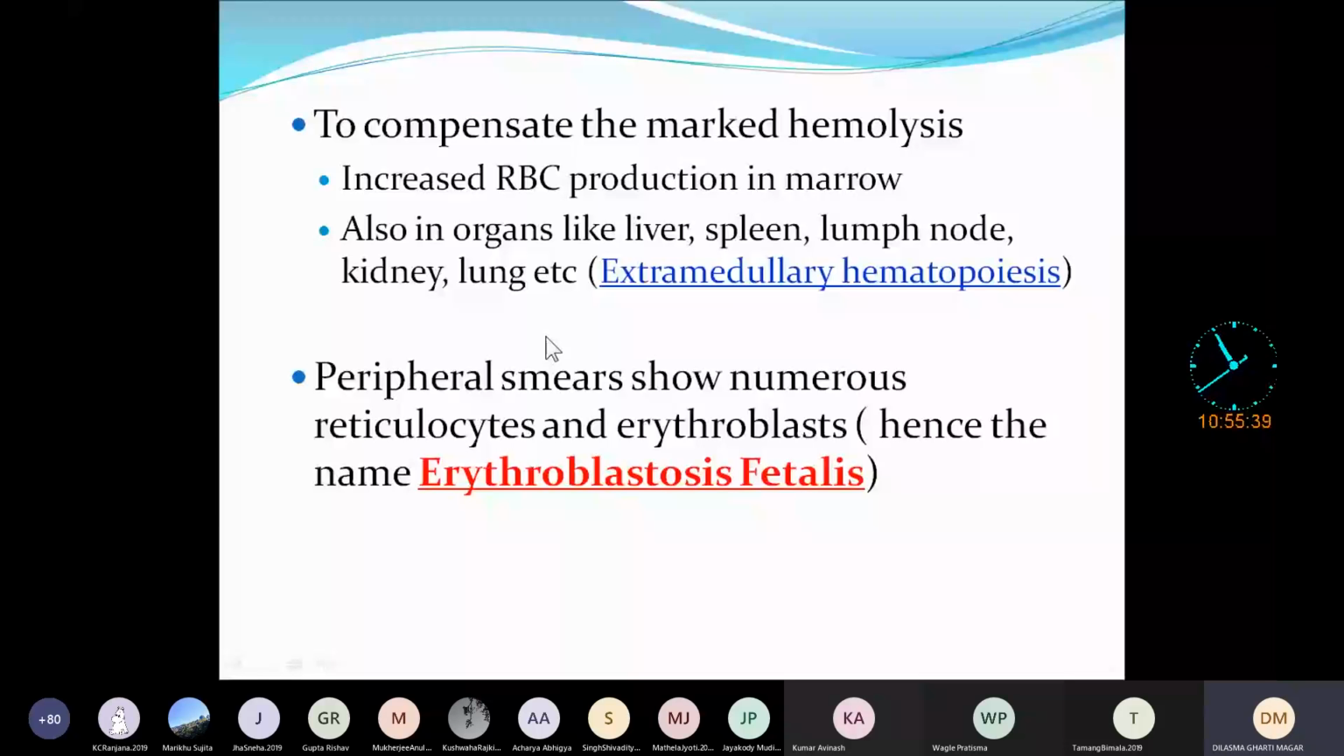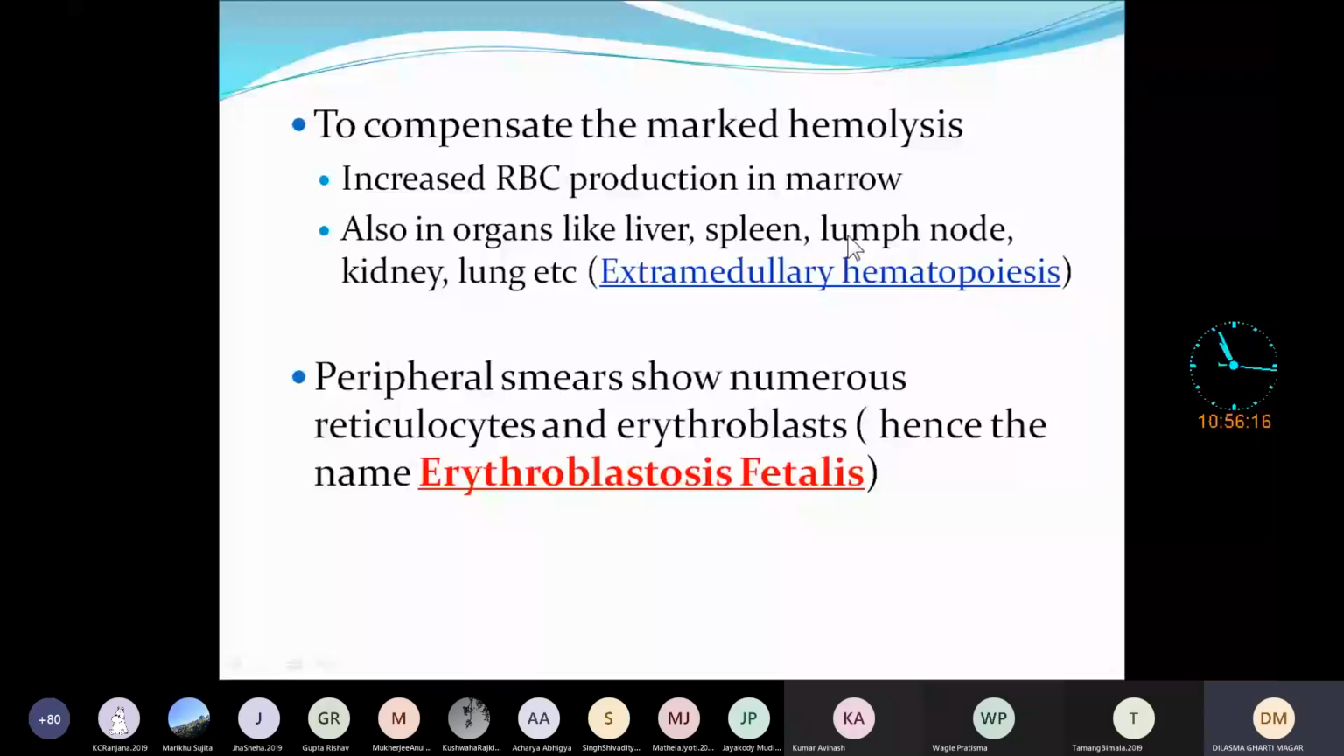Now to compensate marked hemolysis. So hemolysis will be there in the baby, isn't it? To compensate that hemolysis, there will be increased RBC production in the marrow and also in other organs like liver, spleen, lymph node, kidney, lung. It will lead to marked anemia, so hemoglobin level will be very much decreased. So there will be RBC production in the marrow, and it can also occur in the liver, spleen, lymph node, kidney, and lung.